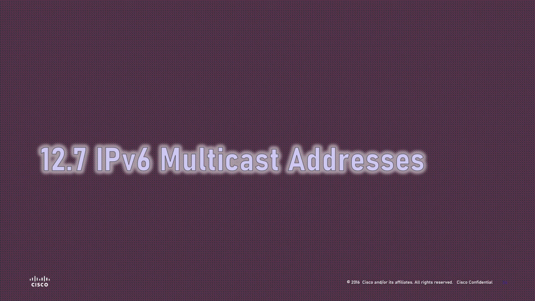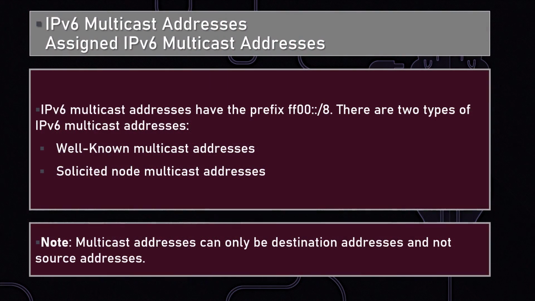Now let's look at 12.7, the IPv6 multicast address. With multicast addresses, we start with the prefix FF00/8. Now, /8 tells us that that's 2 hextets, so FFFF, so that's going to be all ones. Now, there are 2 types of multicast addresses in IPv6, well-known and solicited node. Note that multicast addresses can only be destinations and not sources at this point. You still have to use the unicast address as your source.